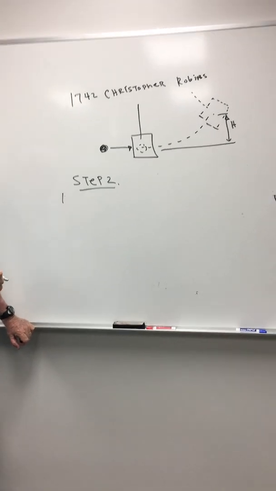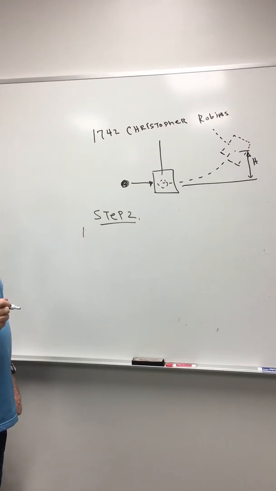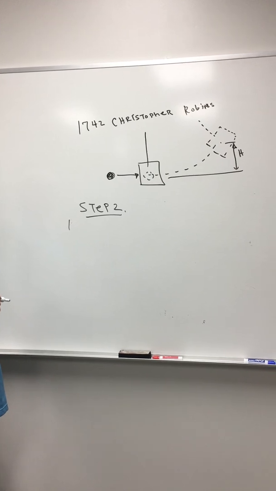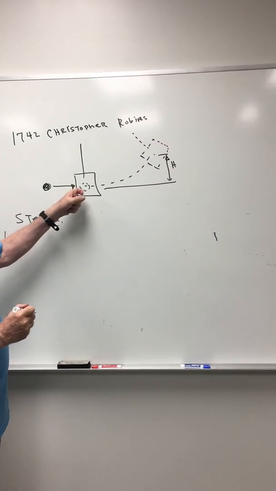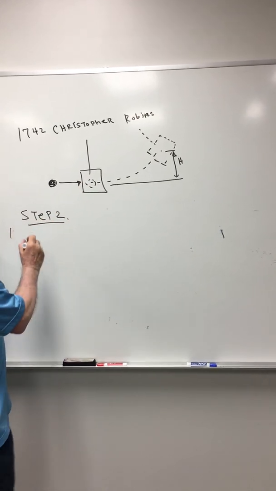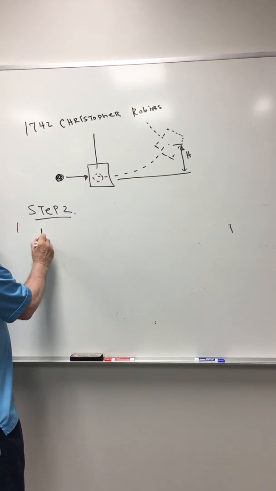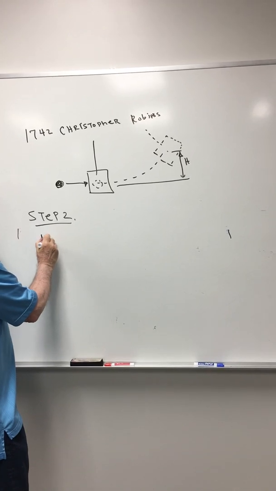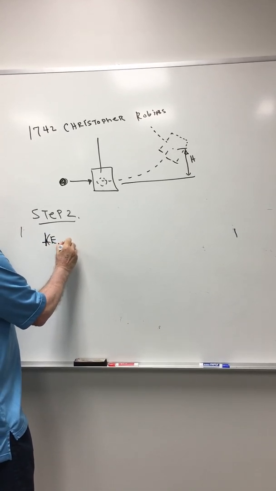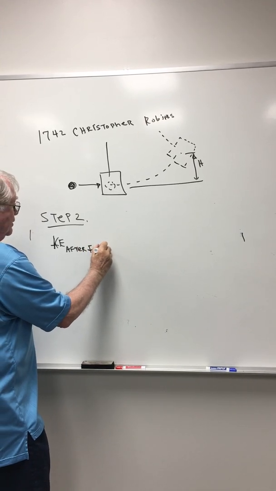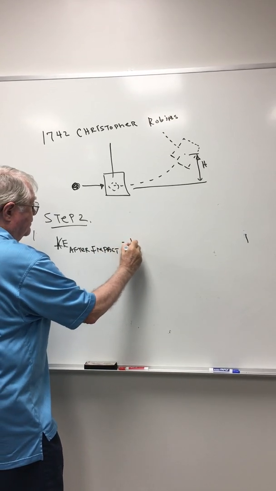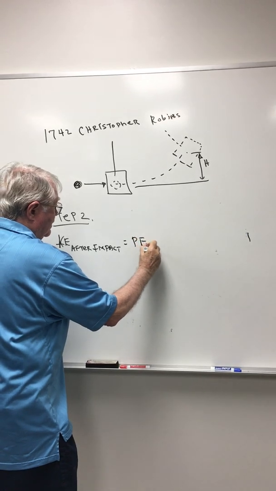Okay. Step 2 in Robin's attempt to figure out the velocity of the bullet, or in this case to figure out the height of the pendulum, is that after impact, the kinetic energy after impact becomes potential energy at the top of motion.